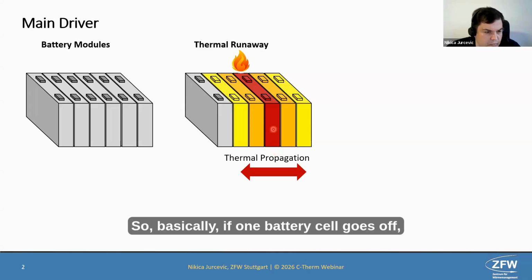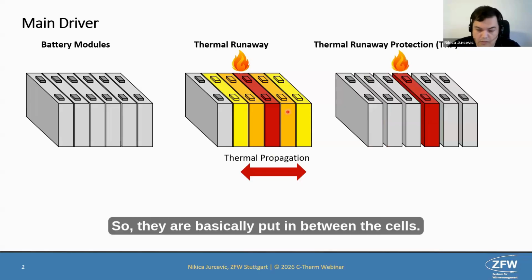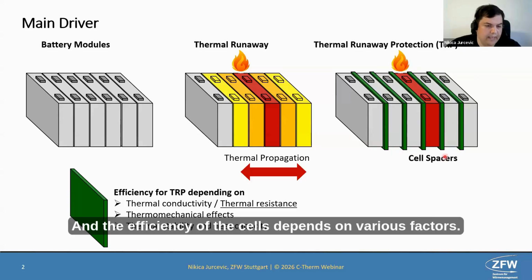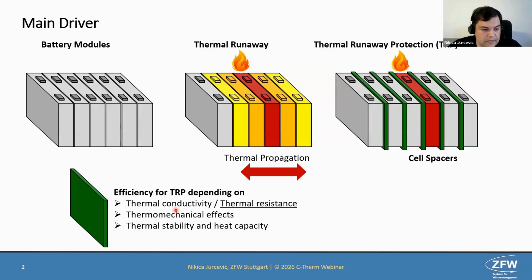So basically, if one battery cell goes off, the pads delay or even prevent the thermal breakthrough to the other, neighboring cells. So they are basically put in between the cells. And the efficiency of these pads depends on various factors. This is the thermal conductivity of the material or the thermal resistance.